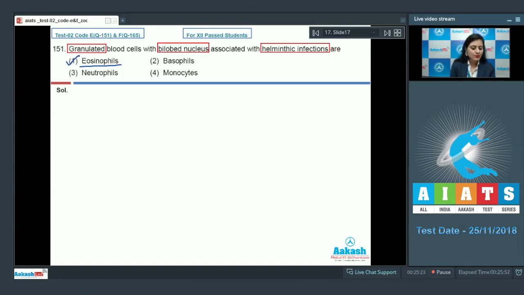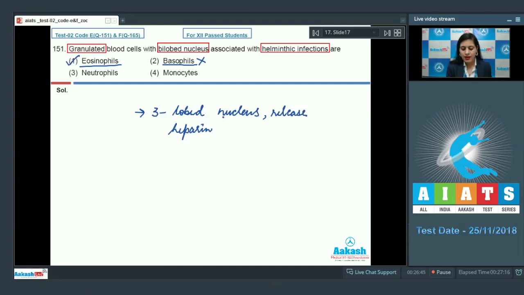Let's discuss other options also. Next option given is basophils, and this is an incorrect option because basophils have a 3-lobed nucleus rather than bilobed nucleus, and these basophils release heparin as well as serotonin. The next option given is neutrophils, and this is an incorrect option because neutrophils have multi-lobed nucleus.